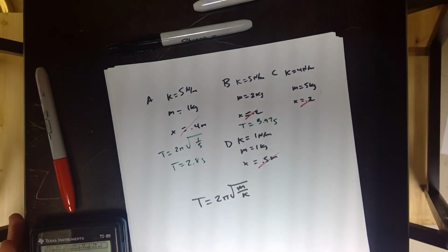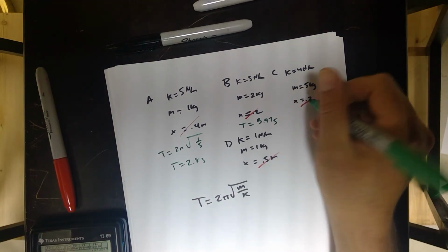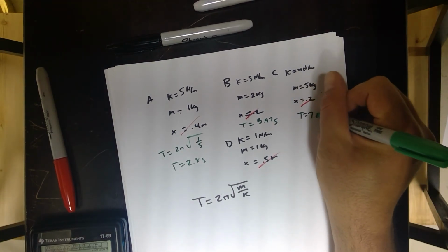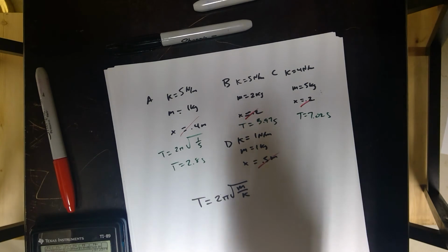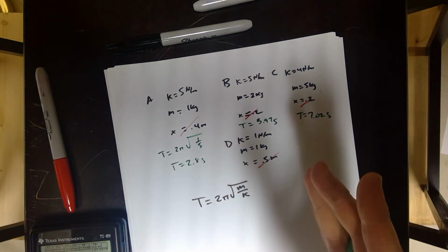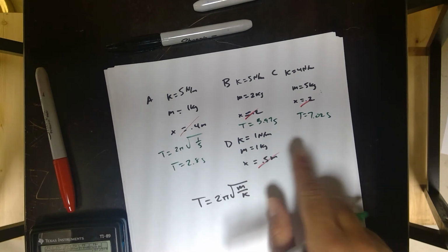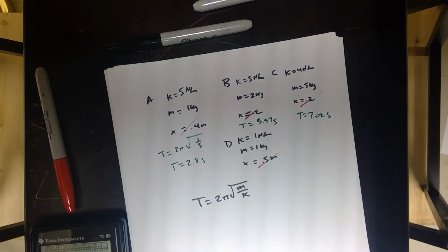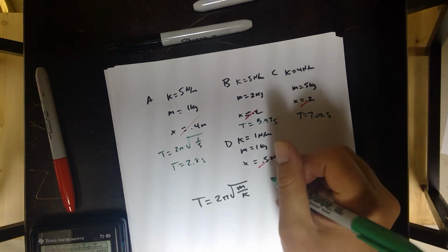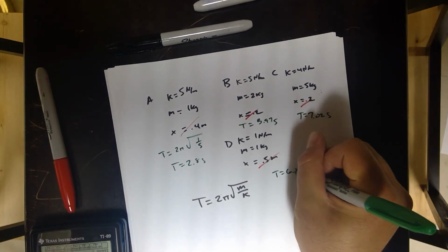We've got a k value of 4 and a mass of 5, so it's going to be 5 over 4 in that square root, and we're going to get 7.02 seconds there. You may notice the k value went down and the m value went up, so both of those will yield larger periods. And then the last one, it's just going to be 2 pi times the square root of 1 over 1. So we'll get 6.28 seconds there.